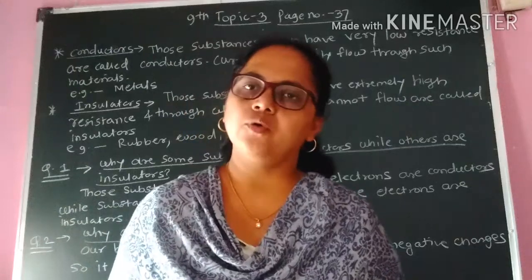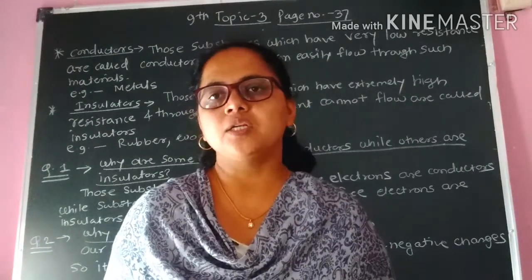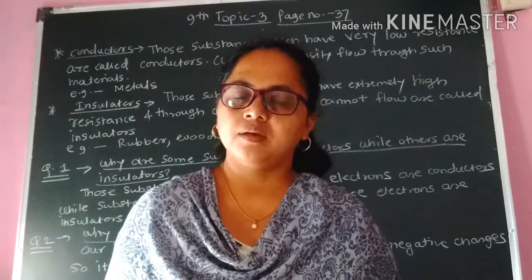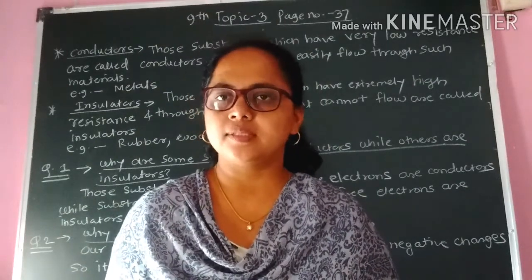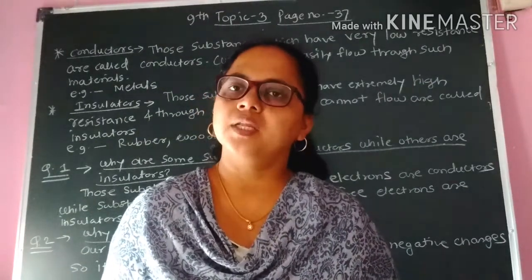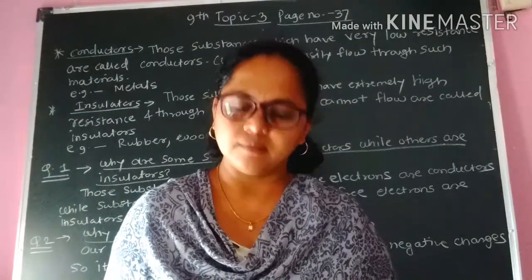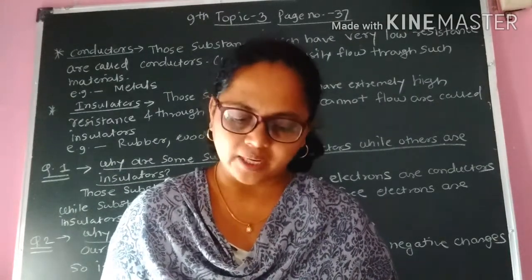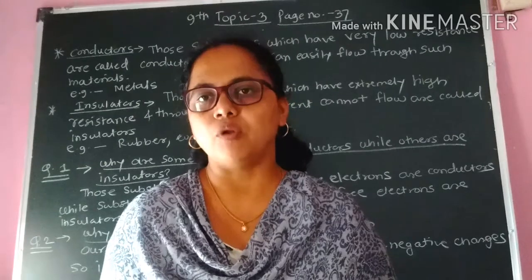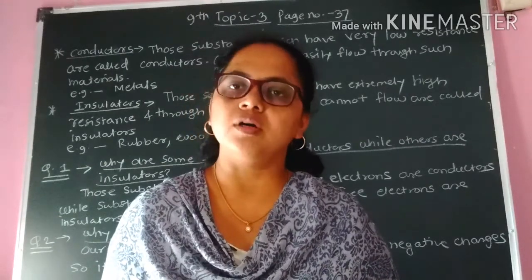Students, today we are going to learn the next point present on page number 37. On page number 37 you can see two points are given: conductors and insulators, and the next point is the experimental proof of Ohm's law. That is, how to prove Ohm's law.